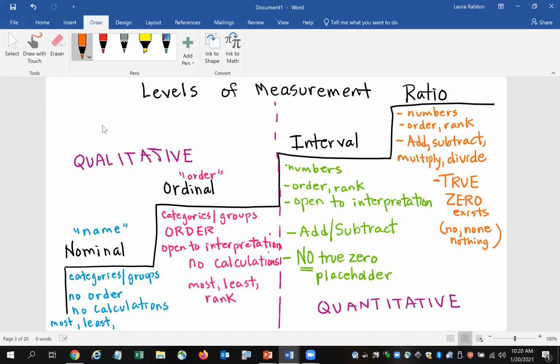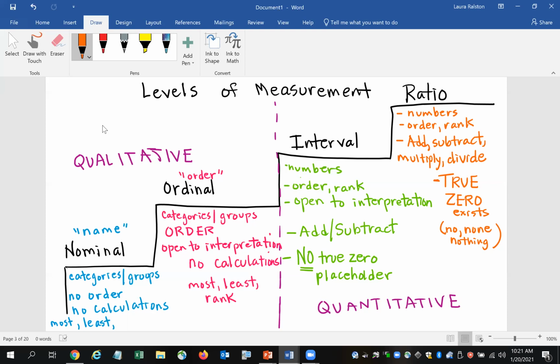The CEOs with a salary, if they work for free, their salary could be $0, which means they're making no money. Okay, so at the ratio level, you begin to have that true 0. And again, for me, that's the primary difference between interval and ratio.